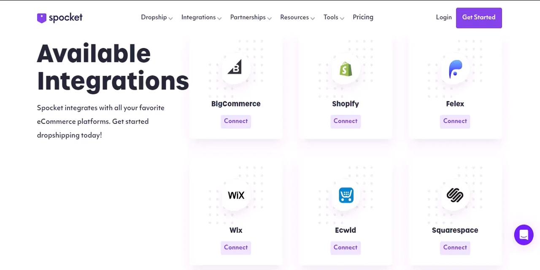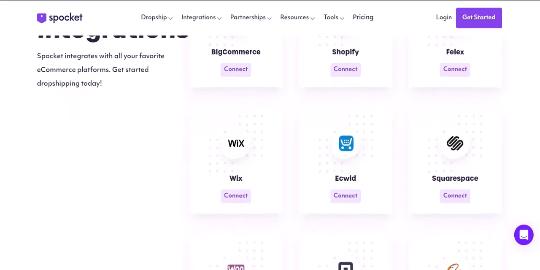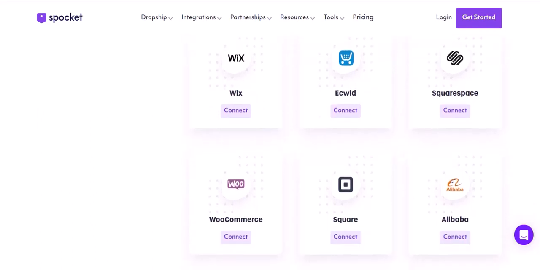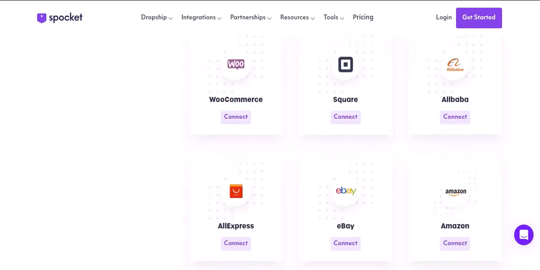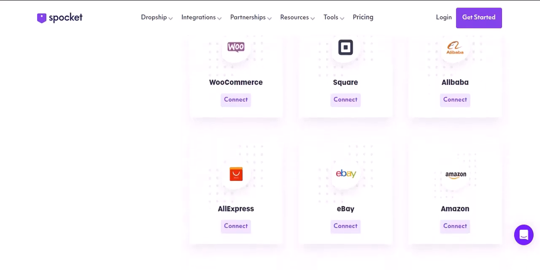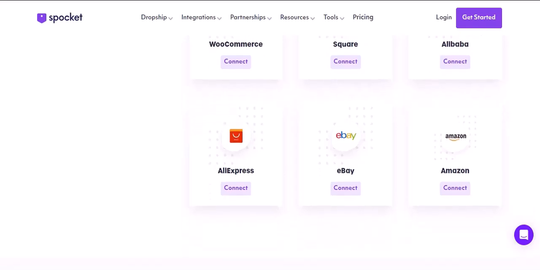There you have it. With these steps, you'll be a master of Spocket withdrawals in no time. Remember, the minimum payout threshold is $25. There's a 30-day hold on transactions, and the actual transfer time depends on Stripe and your bank. Keep hustling, keep fulfilling those orders, and keep that cash flowing.